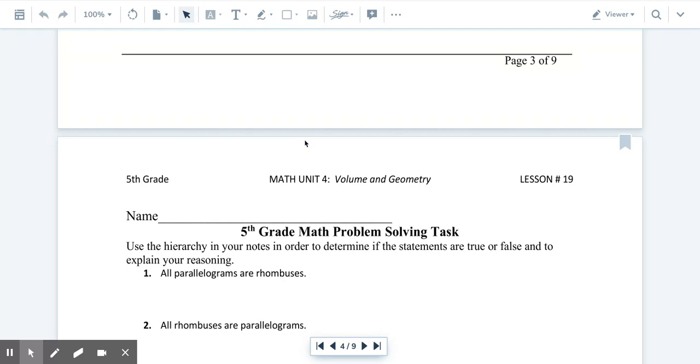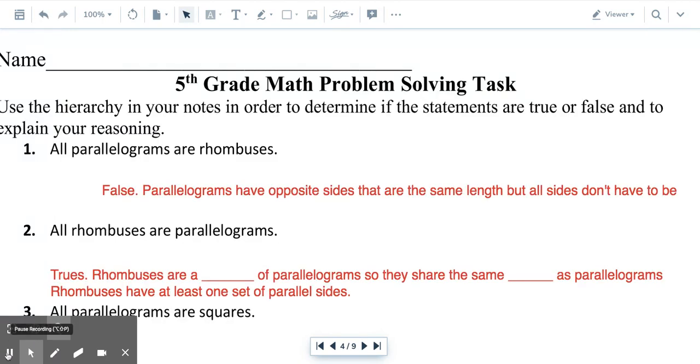So right now I want you to go ahead and reread statements 1 and 2 to yourself and then practice explaining your reasoning to another person, or you can say it out loud to yourself. Did you say that numbers 1 and 2 were true or false, and why? Pause the video here and do that now. Okay, let's go ahead and chat about numbers 1 and 2.